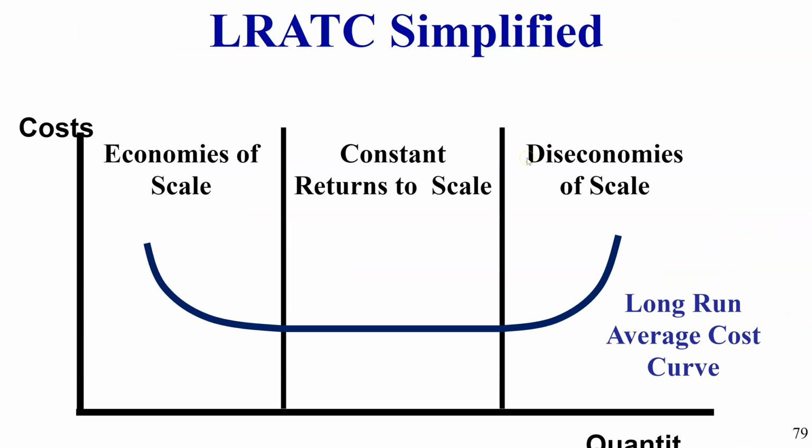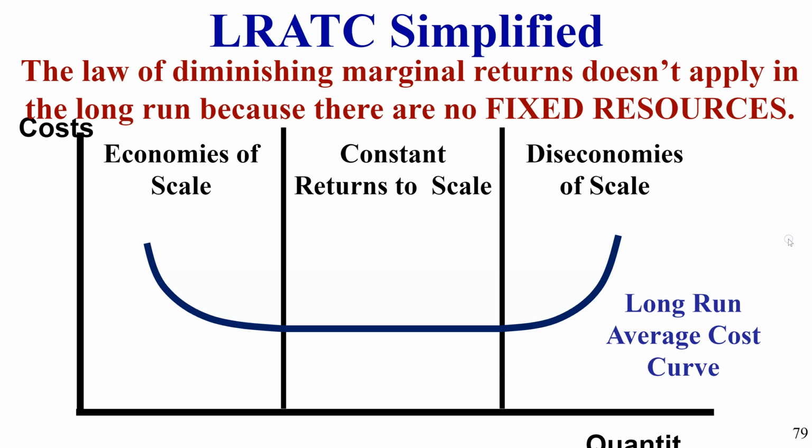So to simplify the LRATC, this isn't a key graph, but maybe it should be. The idea here is on the left-hand side, when we're taking advantage of innovation and technologies, we see economies of scale. Where it levels off, we see constant returns. And where the costs start to rise on LRATC, we see diseconomies of scale. That's usually a leadership or a management change in terms of that being addressed.